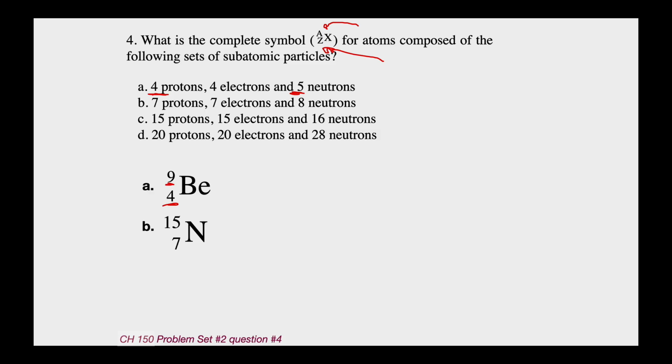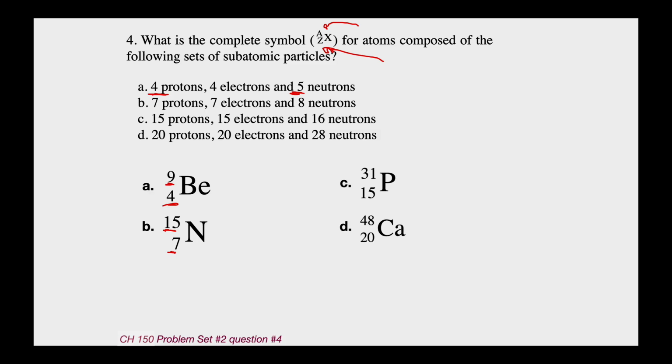You can hopefully see the same thing on the second one too. 7 protons, so we have an atomic number of 7. And 7 protons plus 8 neutrons, 15 is the mass number. And 7 goes with nitrogen, nitrogen goes with 7 if you look on the periodic table.